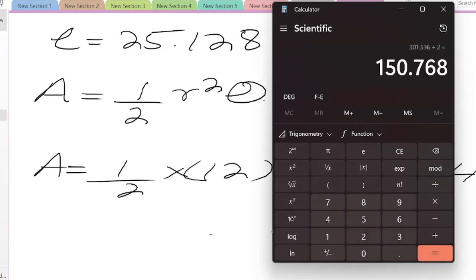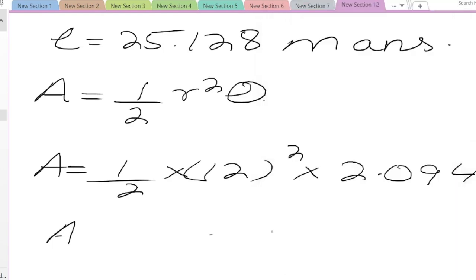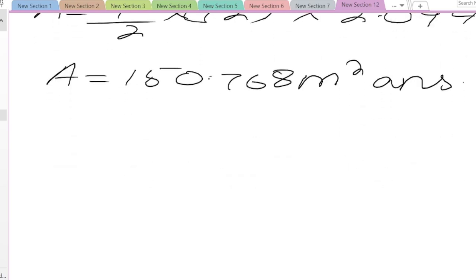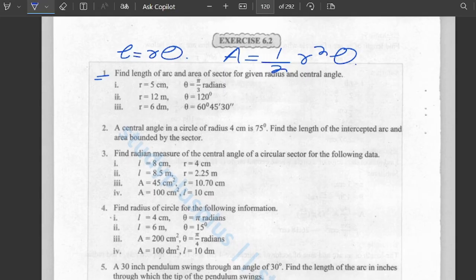So we get 150.768. So our area will be equal to 150.768 meter square, as that was the unit of the radius. Okay, now let's move on to the third part, which is the last part of question number 1.